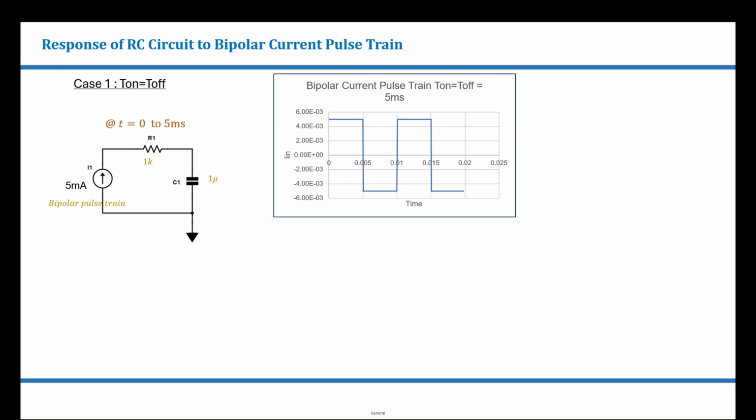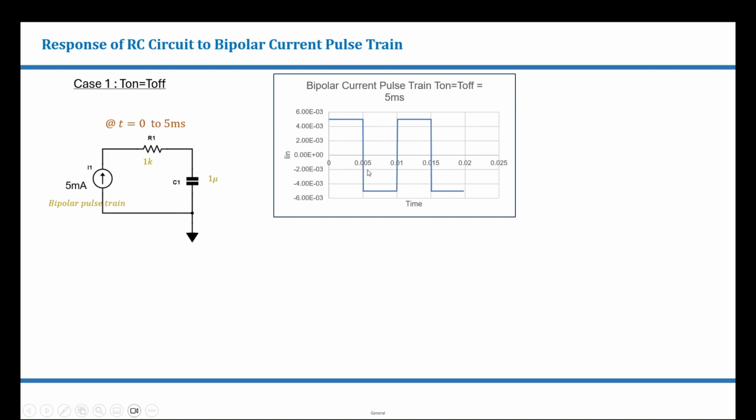Now for a bipolar pulse train, the height would swing between plus 5 milliamperes and minus 5 milliamperes: plus 5 milliamperes during on time and minus 5 milliamperes during off time. Since R and C are in series, the capacitor will charge and discharge accordingly. We want to find the voltage across the capacitor, the voltage across the resistor and the current flowing through the circuit. This is the input current that we are feeding to the RC circuit.